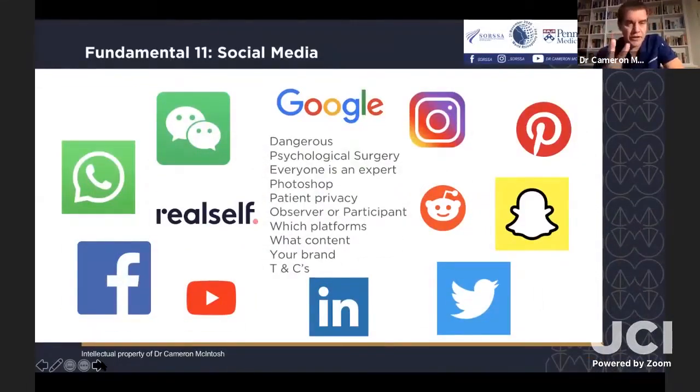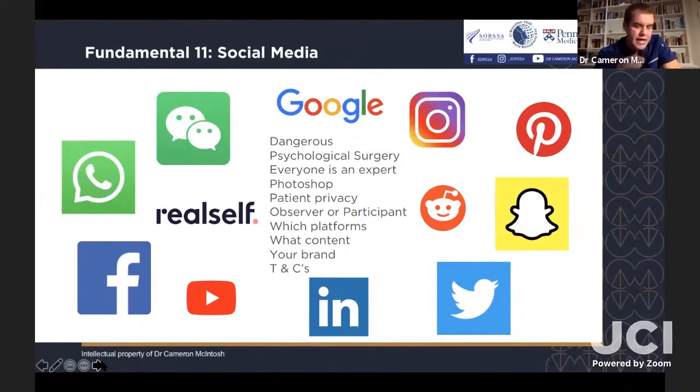Let me just touch base on the second last point here, which is social media. So guys, social media can be super dangerous. I would encourage you to wait before you jump onto the social media bandwagon. You need to have good results before you even think about marketing yourself. Remember, we're doing psychological surgery. If you mess up with patients, you're in for some serious problems.